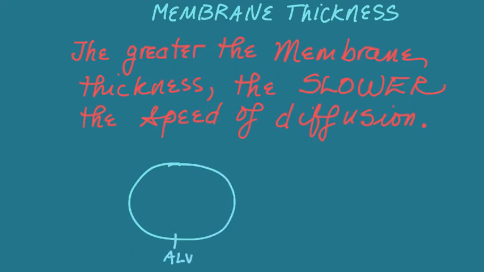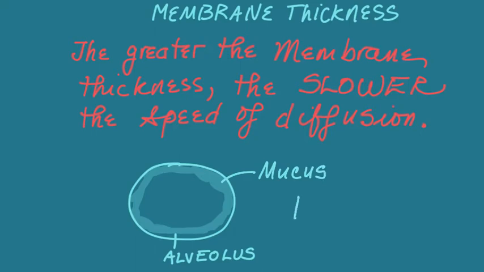So that's the alveolar wall, and here is the mucus that accumulates on the inside of the alveolar wall. This lowers the speed of diffusion, and the speed of diffusion is so slow that it can no longer support life. So that's why people with pneumonia die.